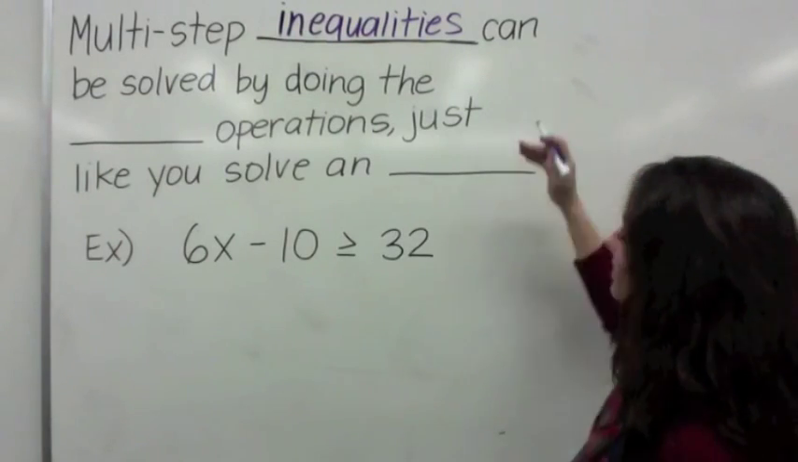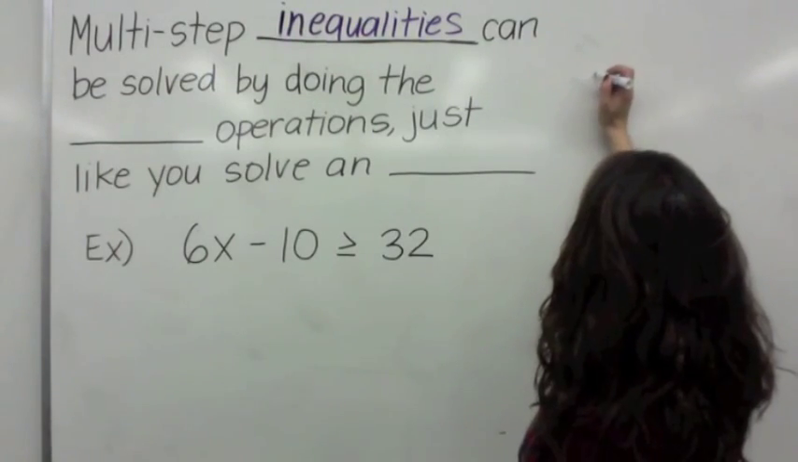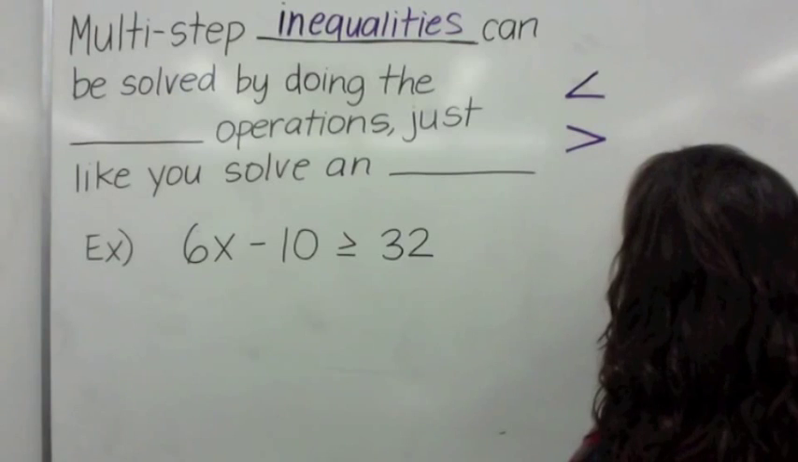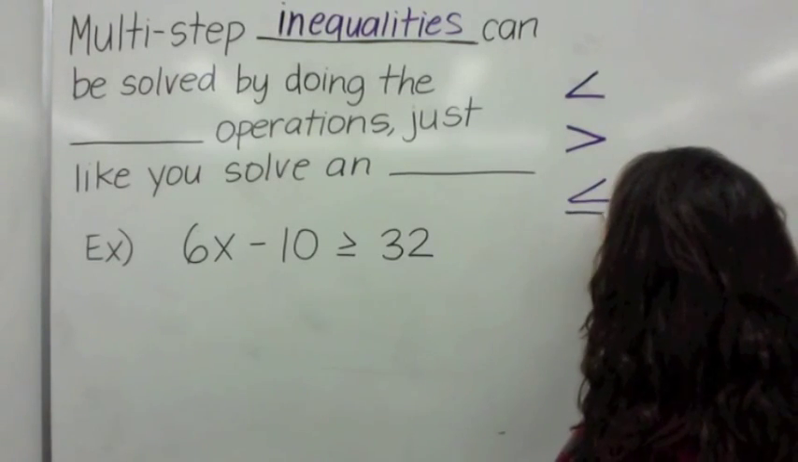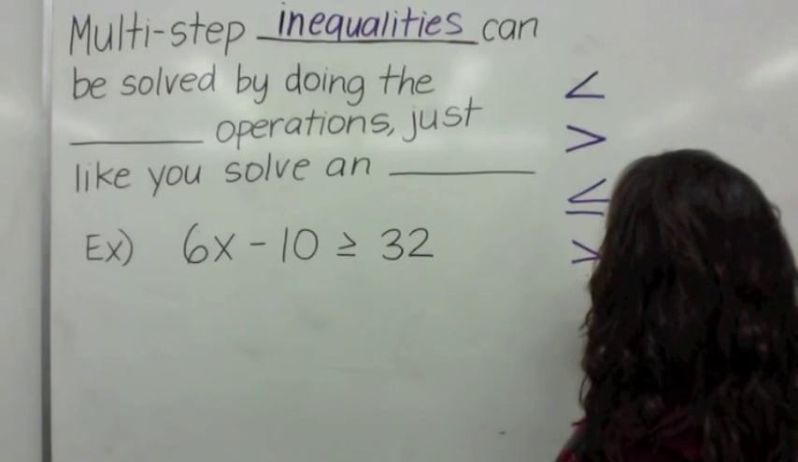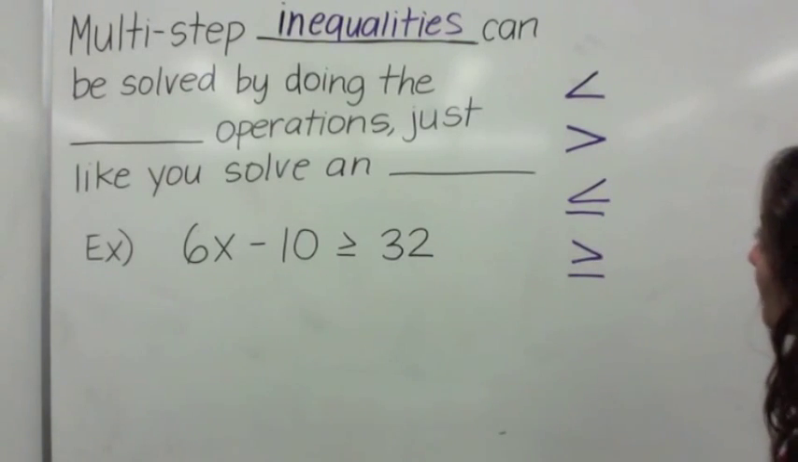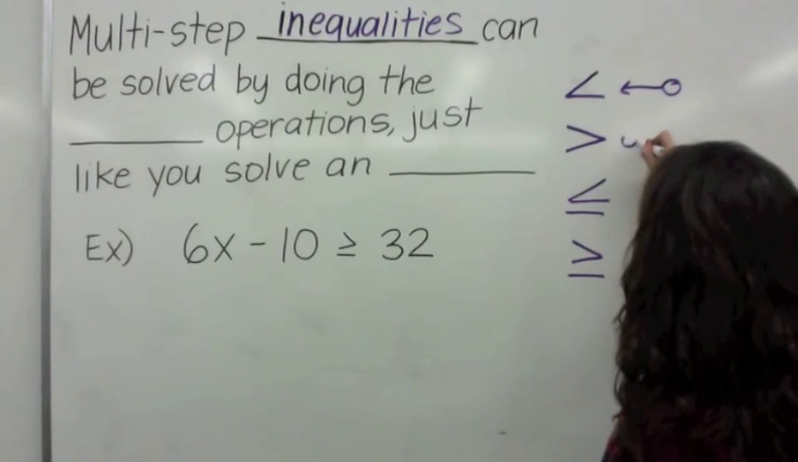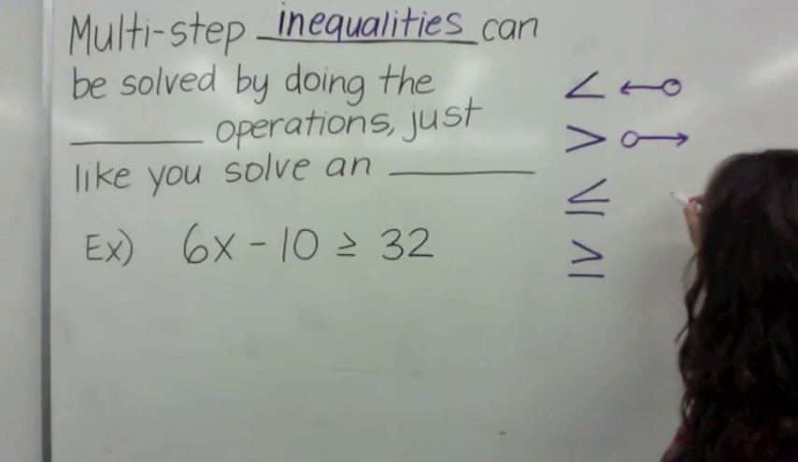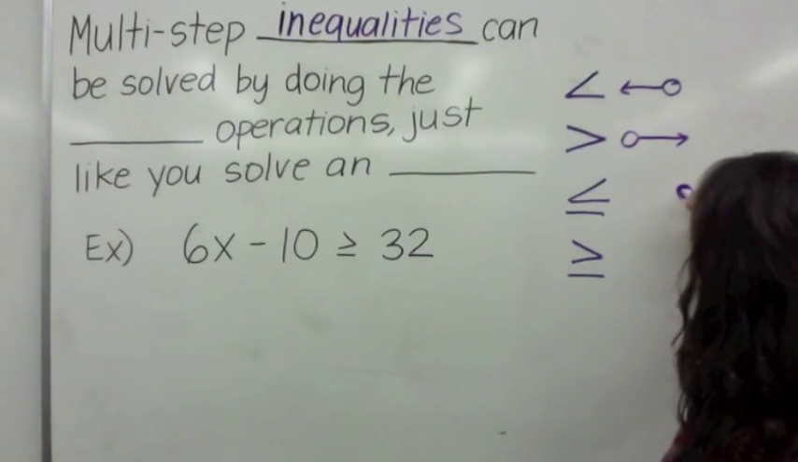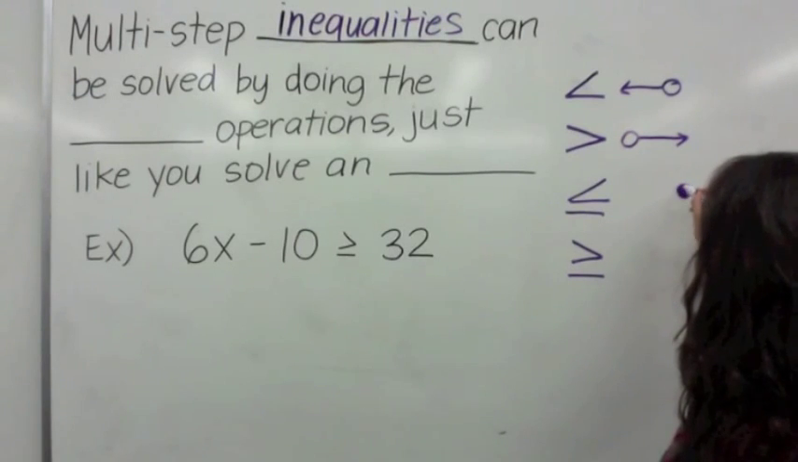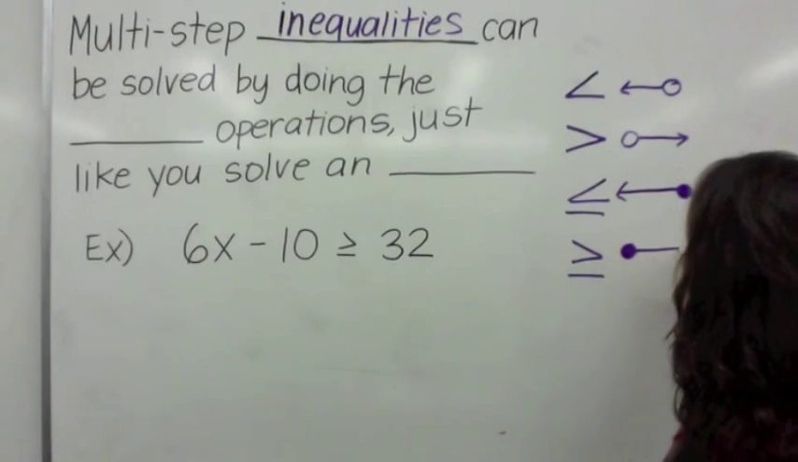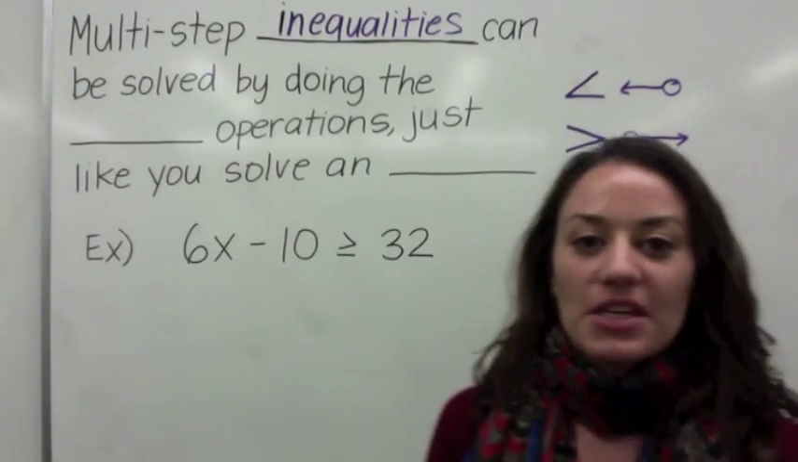And we have four symbols that we've learned. We have less than to the left, greater than to the right. We have less than or equal to, and greater than or equal to. Just to review, less than would be open circle to the left, greater than, open circle to the right. Less than or equal to, because it includes the value, would be a closed circle to the left, and greater than or equal to is also a closed circle, going to the right. Okay, so we're familiar with this, yes?